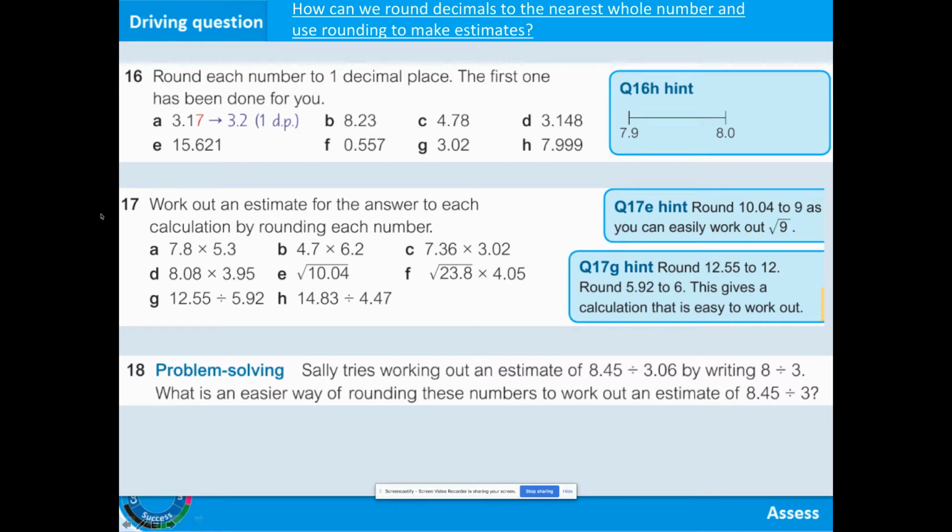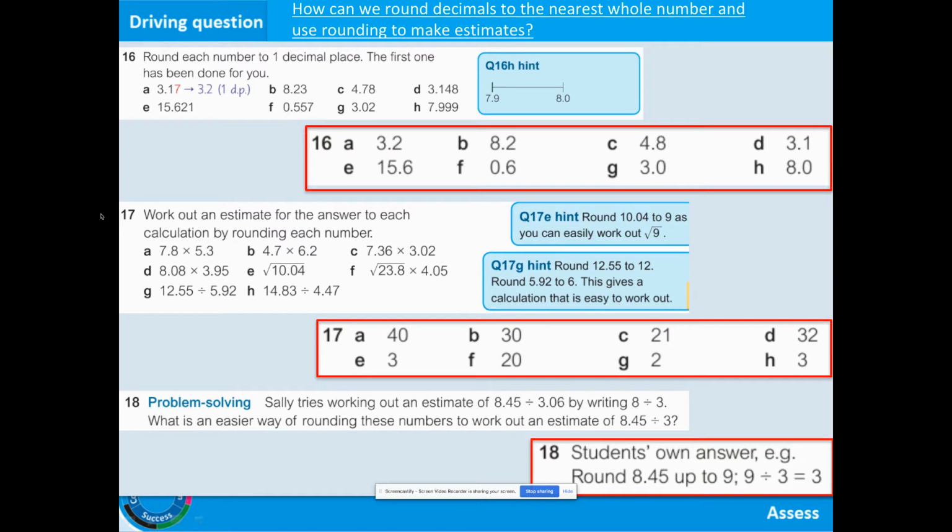Okay, let's have a quick check of the answers. So question 16A is 3.2, B is 8.2, C is 4.8, D is 3.1, E is 15.6, F is 0.6, G is 3.0, H is 8.0. Remember, for H, we're looking at the second digit here, which is a 9, which means we have to add 1 to the 9 in front, so that becomes a 0, and we have to add 1 to that, making it 8. When it's a 0.0 and you're asked to do it to 1 decimal place, you have to show the 0 in that tenths column.